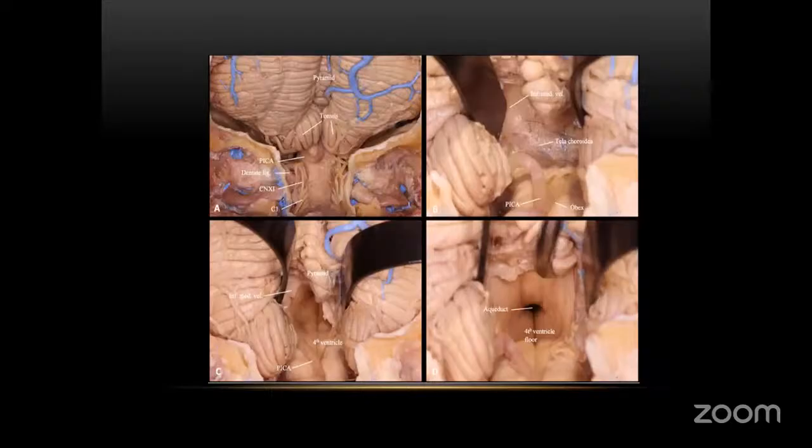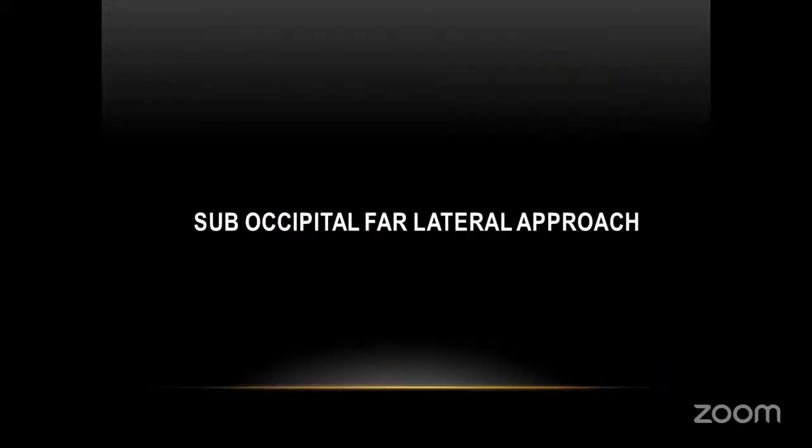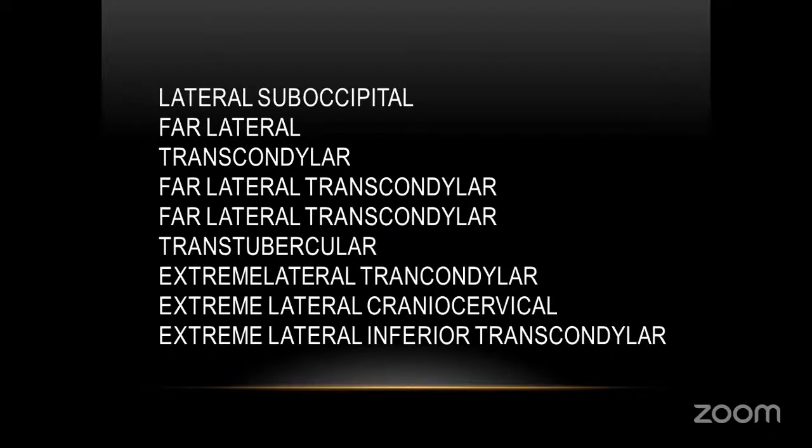Our next approach is a bit tricky, and we should know about it. That is the suboccipital lateral and far lateral approach. The suboccipital lateral and far lateral approach is for anterolateral lesions, or some extended, very huge lesion. Most likely an anterior component association is there. We will go for the suboccipital far lateral approach, but it has a lot of nomenclature.